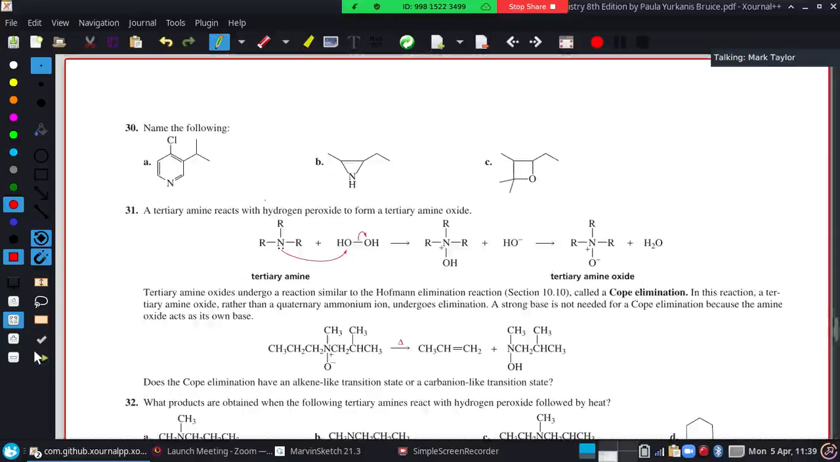Naming these guys, 30, or 30A, only really gets one name because the 6-member ring with nitrogen that's aromatic is pyridine. That'd be 1, 2, 3, and 4. So I'd say this is 4-chloro-3-isopropylpyridine.